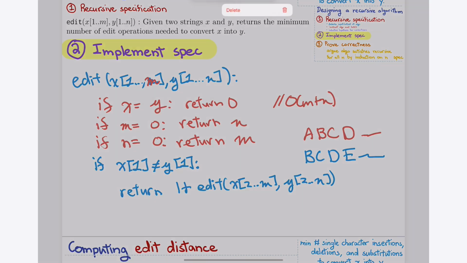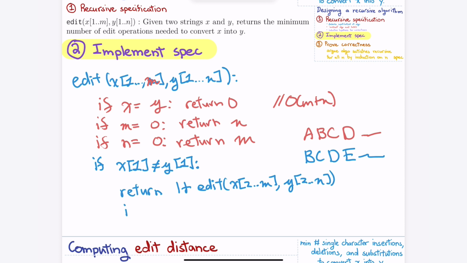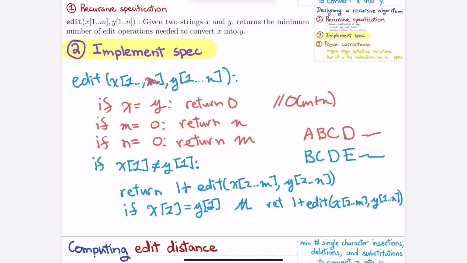Okay, so based on that example, we can do something like if x2 is equal to y1 maybe, then I guess you want to delete the first character from x or something, then return 1 plus edit to y, sorry, let me make it a little bigger, or more legible. 1 plus edit. Do you want to go from the second character of X to the end and keep all of Y, right? You're hoping to match that, yeah.